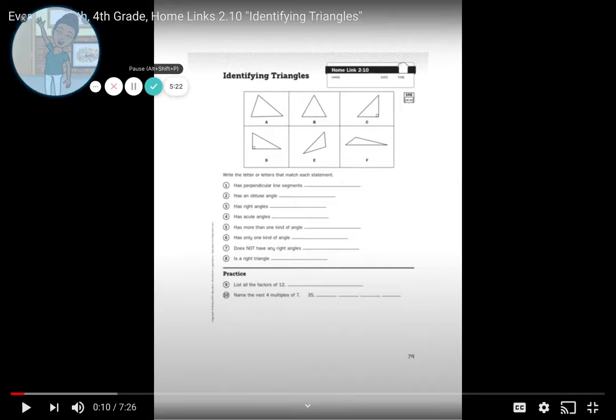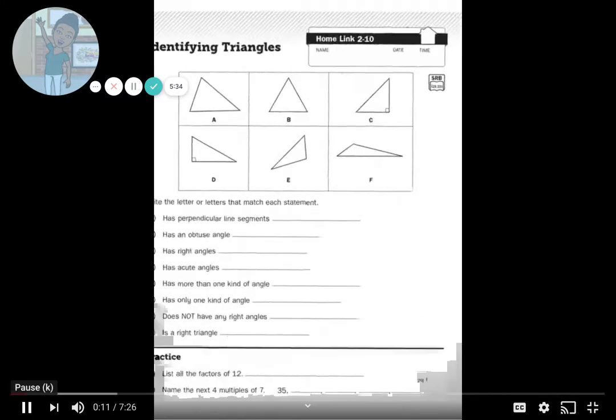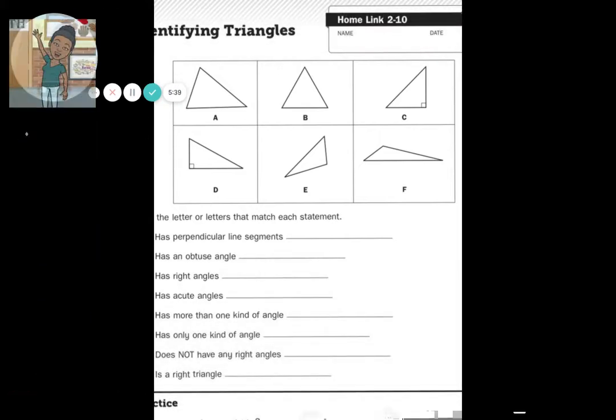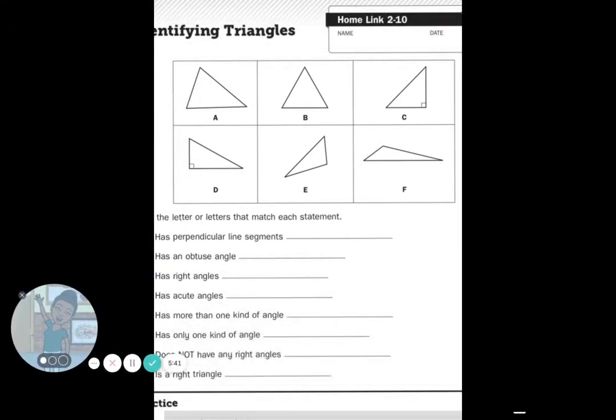For the second page of your assignment, we are going to continue identifying triangles. If you take a look at the grid right here, you'll notice that we have 6 geometric shapes. Hey, they're all triangles. I'm done.